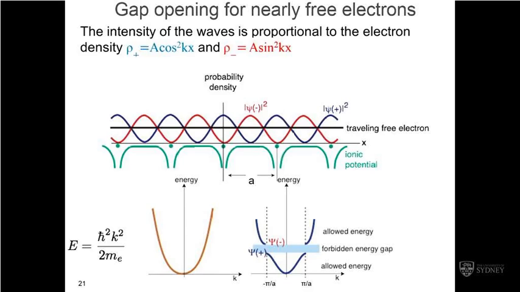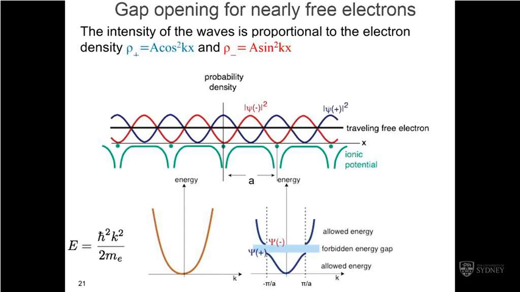This is a similar thing to what I tried to explain there. And this is where I said the wave function squared is just proportional to the electron density. So what I'm leading up to is relating this, in terms of the electron density, to the band structure.